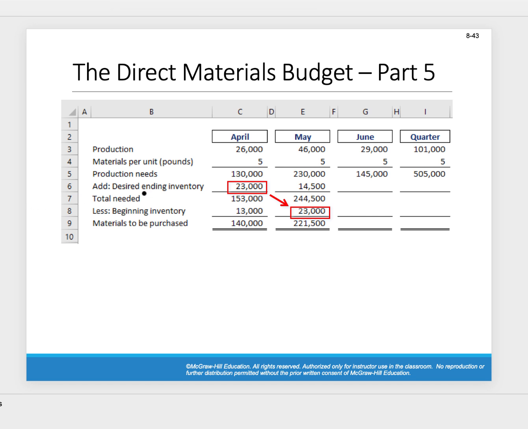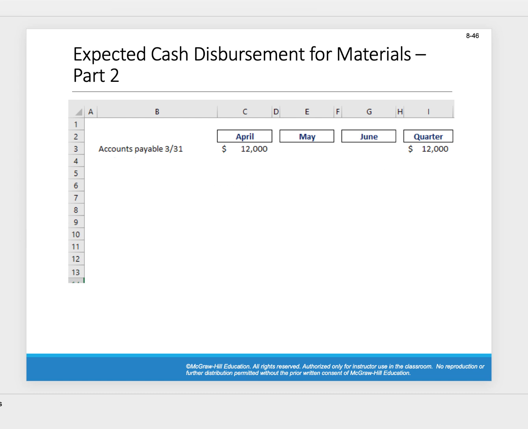So, and again, we're just going through the direct materials budget here. Remember, one month's ending balance, and we see right here desired ending inventory in April, becomes May's beginning inventory. Okay? That concept's very important. Okay, so now we look at the cash disbursements for material, right?